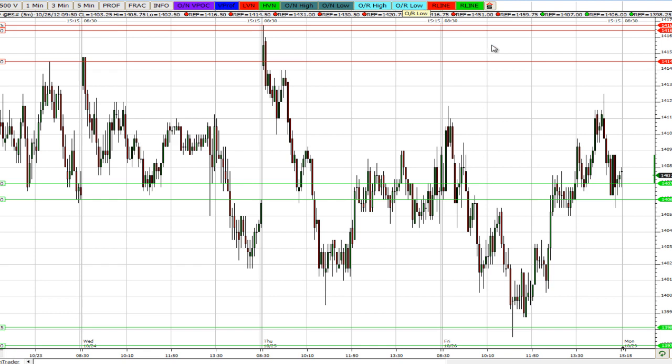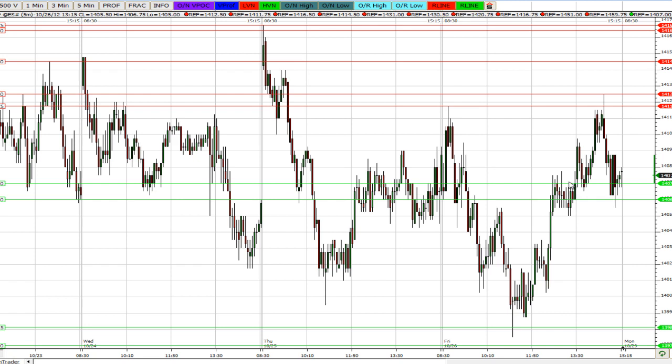Well, this is the high of the previous day, which also happened to be a bit of a selling tail that coincided with the down move from the morning. All right, so let's draw those in. There they are. Okay, that's resistance.